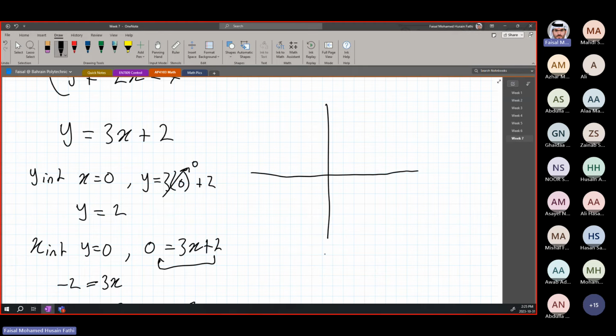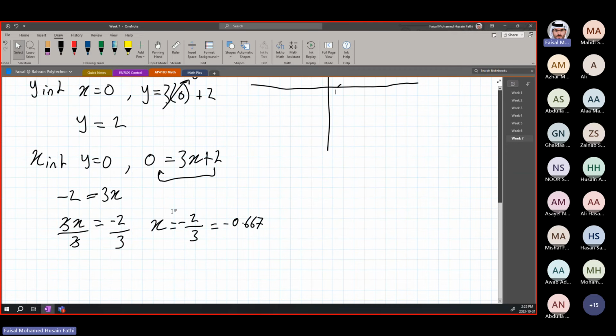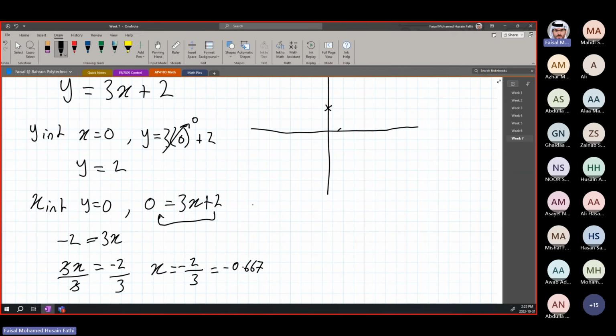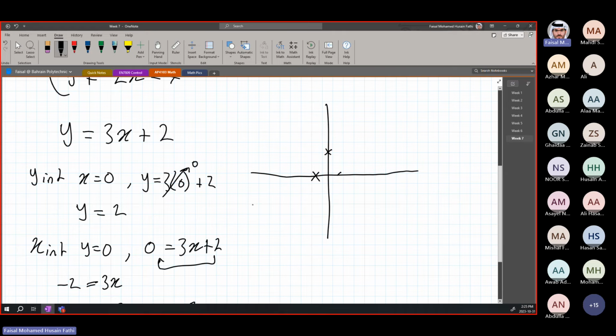Okay? Now, to plot this line, we first plot our y-intercept. Our y-intercept is y is equal to 2. The x-intercept is minus 0.667, something like that, let me just check. It's minus 0.667. So it's going to be on this side, minus 0.667. And then we just have 2 points. We can draw the line very simply.